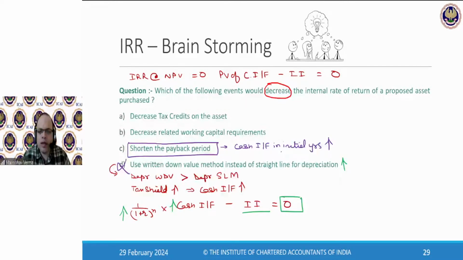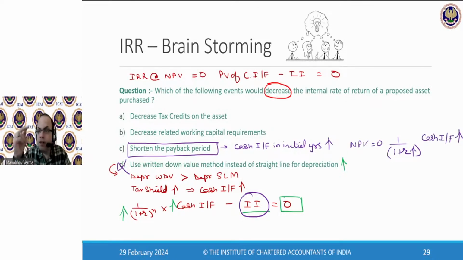Will the cash inflow in the initial years increase? Don't you think if that is the case, considering there is no change in the initial investment, again the rate will increase because I have to make my NPV zero. For NPV to be zero, my rate will go up because my cash inflows in the initial years are going up, because I have to arrive at NPV of zero.